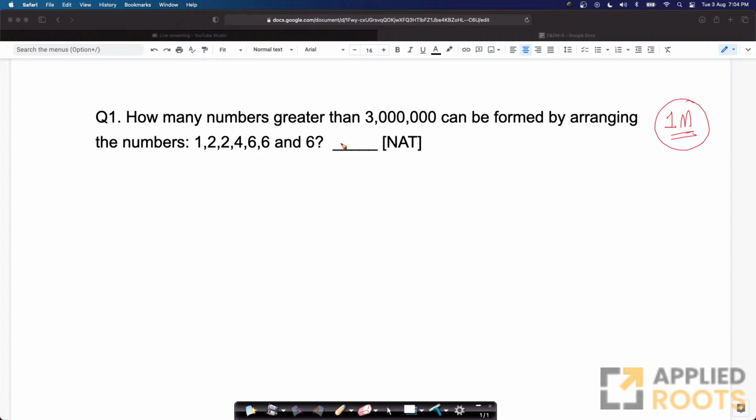I see a few answers. Everybody who has put in answers till now, please revisit your answers. The question is very clear. How many numbers can you construct using 1, 2, 2, 4, 6, 6, 6, which are greater than 3 million? I see a huge variance in the answers. Everyone who has put in an answer, please go back and revisit it.